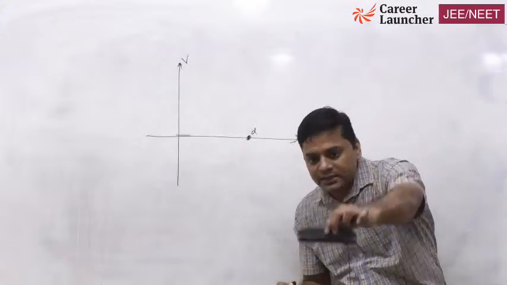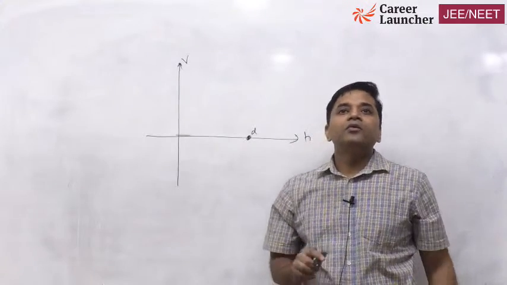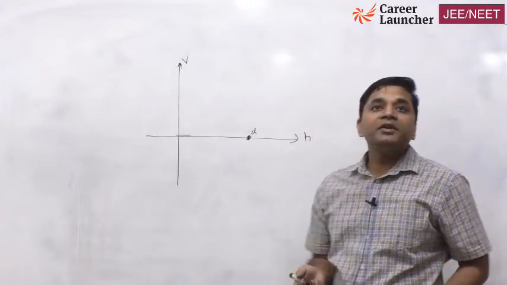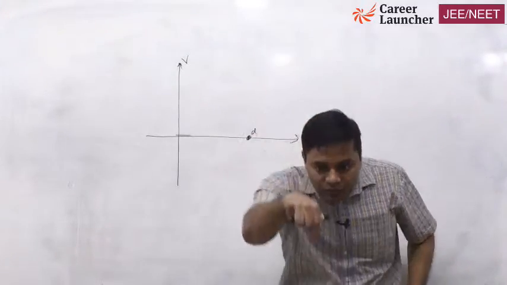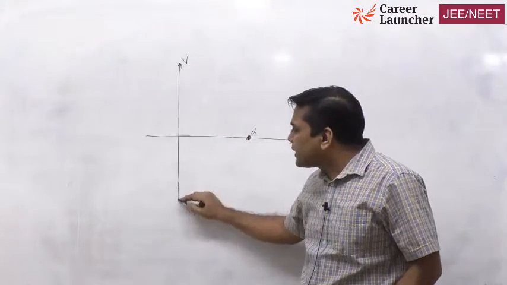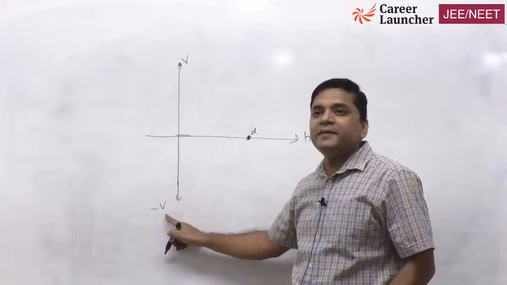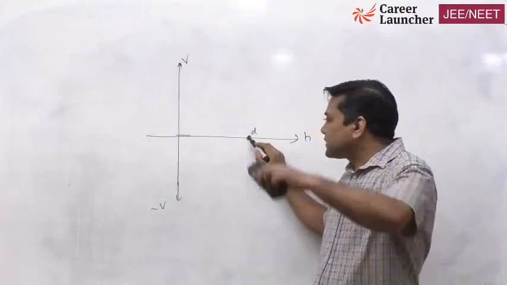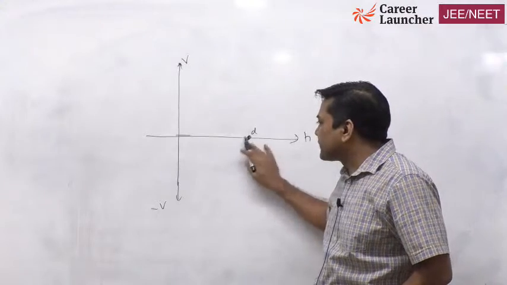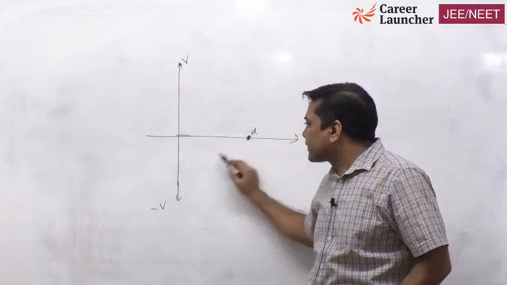While it's going down, subsequently, velocity keeps on increasing. But in which direction? Since it is going down, it will increase in this direction. This is the negative side of velocity, minus v. So once it is at height d and going down, its velocity keeps on increasing in the negative direction.